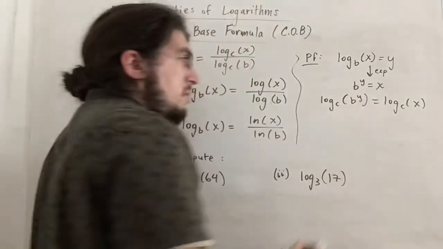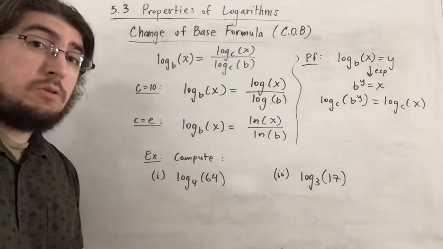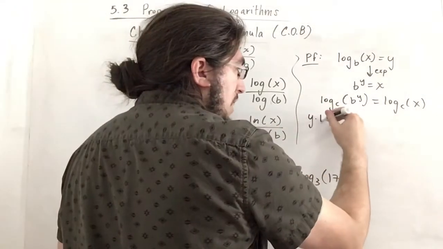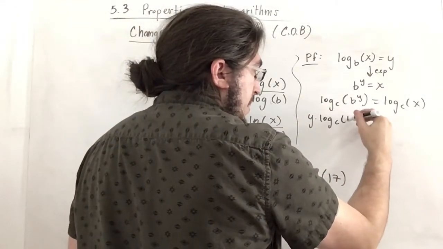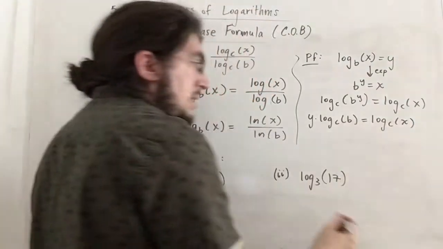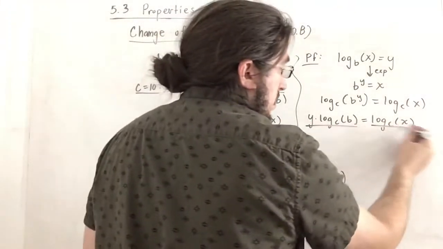Now, why would we do this? Or I guess maybe even better, what do we do next? Well, we can use the power rule. The power rule tells us that we can take y out. So this is y times log base c of b equals log base c of x, and we're home free. Because now all we need to do is divide both sides by log base c of b to get y by itself.